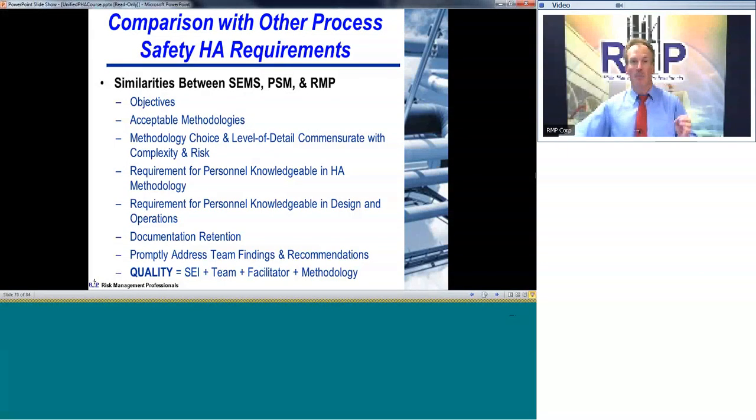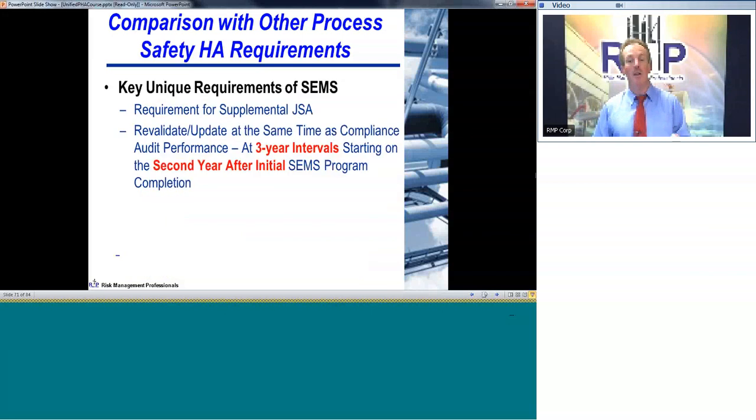When you're contrasting SEMS to these other programs, the unique requirement of SEMS is the requirement for a supplemental job safety analysis. When you contrast offshore facilities to onshore, offshore facilities have more stepwise activities that are closely tied to operating procedures, and so there's a requirement for job safety analysis to complement the facility level hazards analysis.